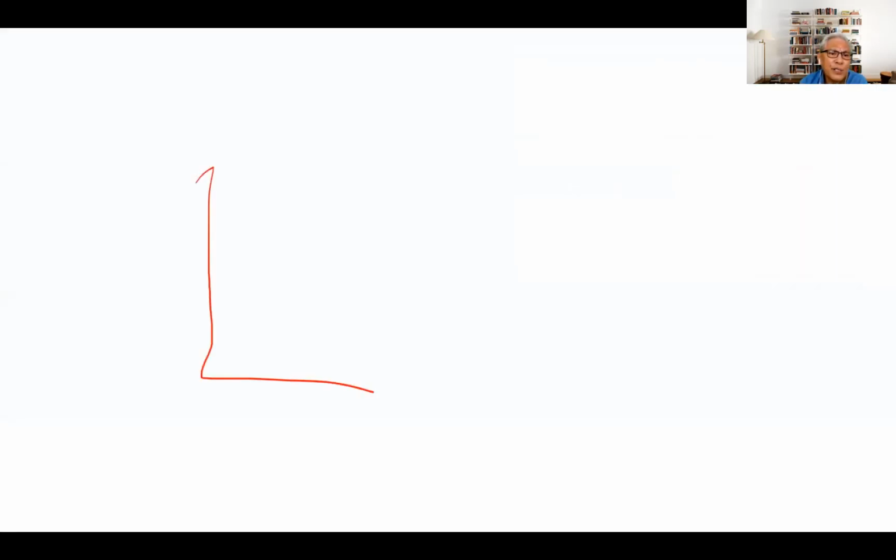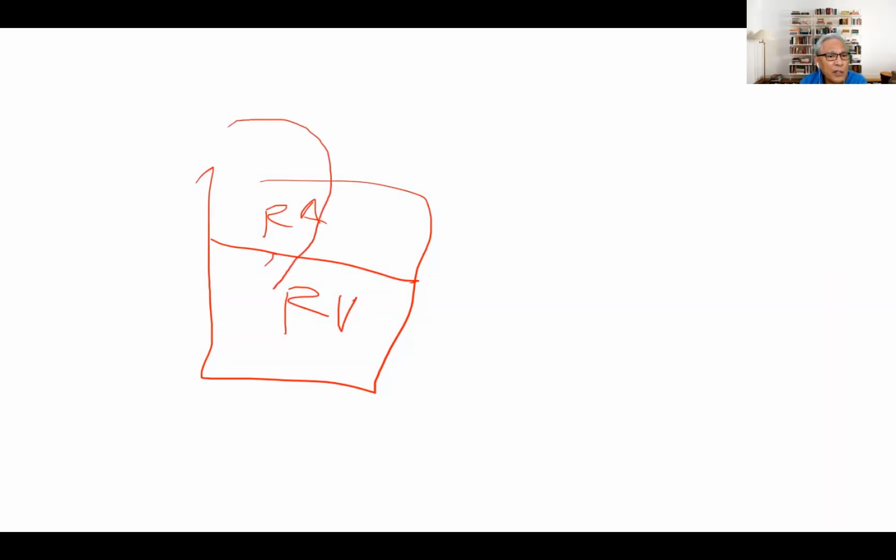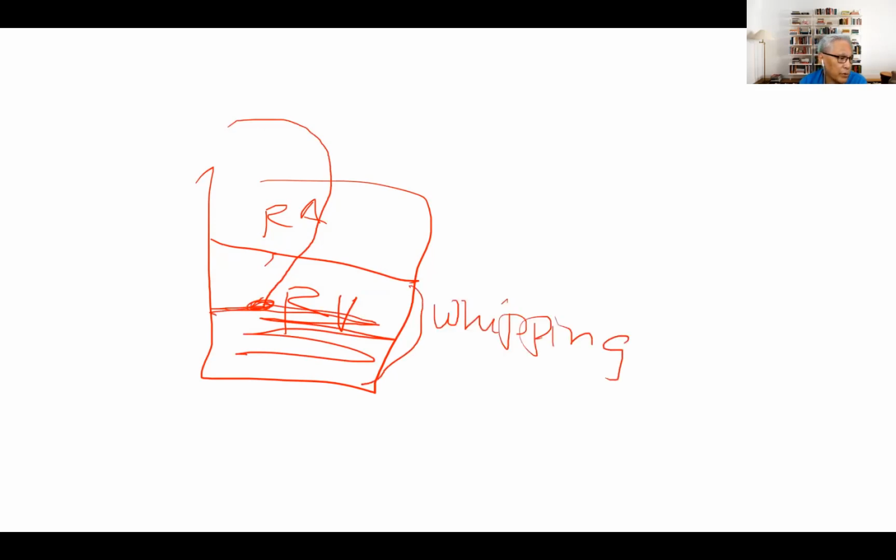Let's say now that this is the right atrium right here, and this is the right ventricle. Imagine if we inserted this catheter right here and went into the right ventricle without the balloon. What's going to happen is, as the heart is beating, the tip of the catheter will be whipping the walls of the right ventricle. If you whip the walls of the right ventricle, what's going to happen? You will have ventricular tachycardia and possibly ventricular fibrillation.